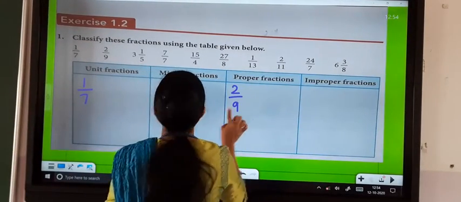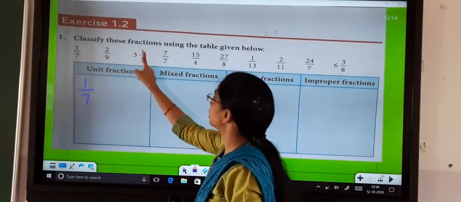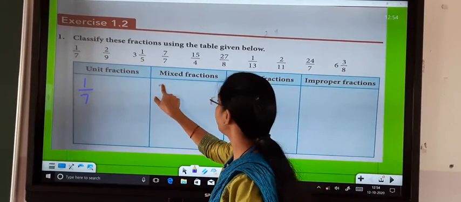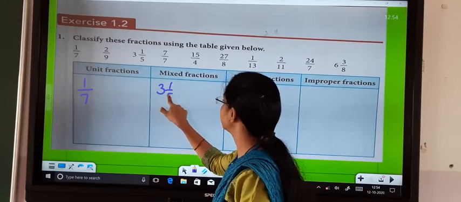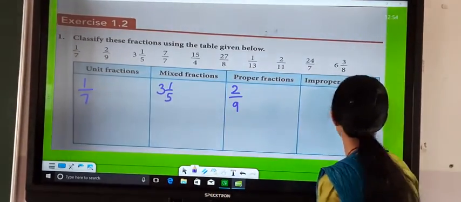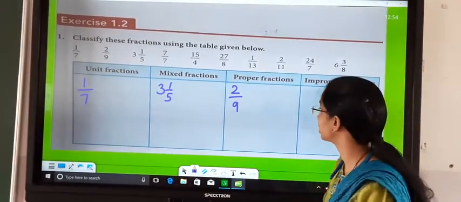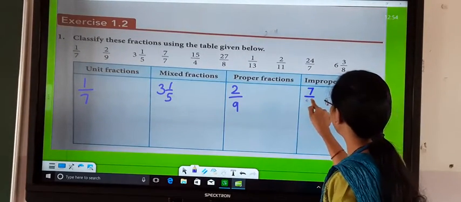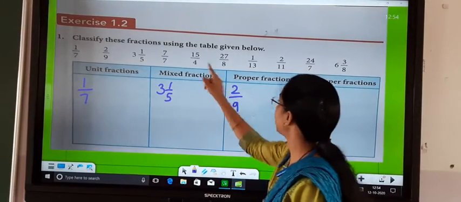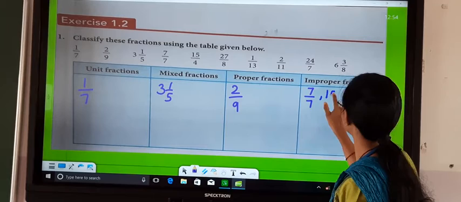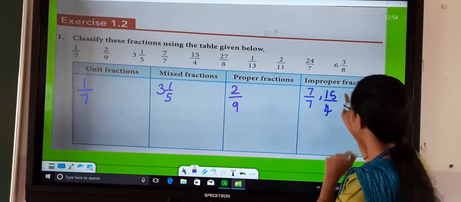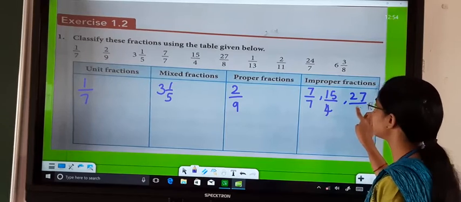Write 2 by 9. 3 integer 1 by 5 is a mixed fraction because it has a whole part and a fraction part. 7 by 7 is an improper fraction because, as in the definition of improper fraction, we have said the denominator is equal to or greater than the numerator. Then 15 by 4 is an improper fraction. 7 by 8 is an improper fraction because the numerator is greater.